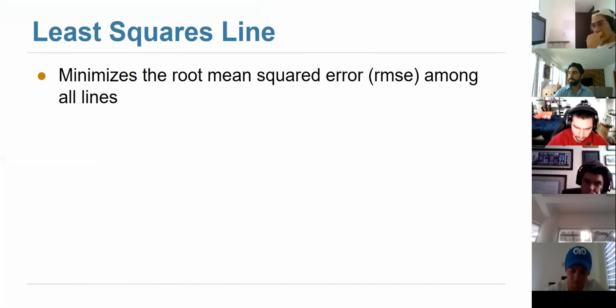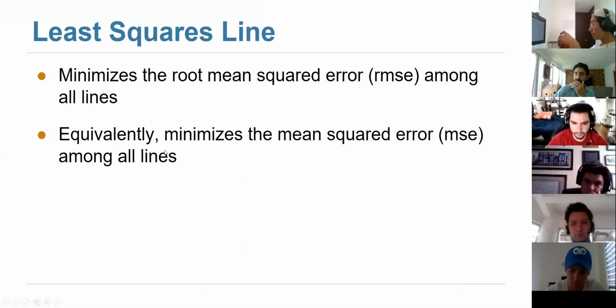So you see, this least square line minimizes the root mean square error among all the lines. It's equivalently minimizing the mean square error. So this is root mean square error. This mean square error doesn't matter. You can get the root or you cannot. You don't have to get the root. It is still the same concept applying for both.